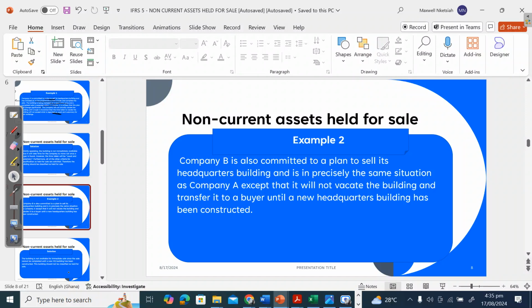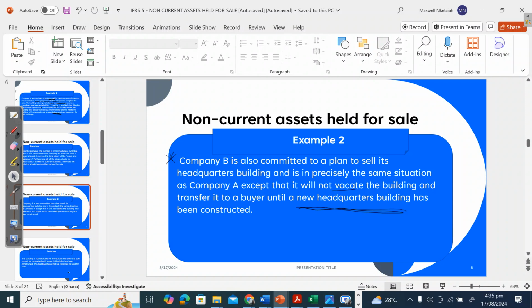Okay, now let's look at another scenario. Company B is also committed to a plan to sell its headquarters building and is precisely in the same situation as Company A, except that it will not vacate the building and transfer it to a buyer until a new headquarters building has been constructed. So we have another Company B, and as for them, they have also decided to sell their headquarters building. But the only difference is that they are not going to vacate the building until they build a new headquarters building.